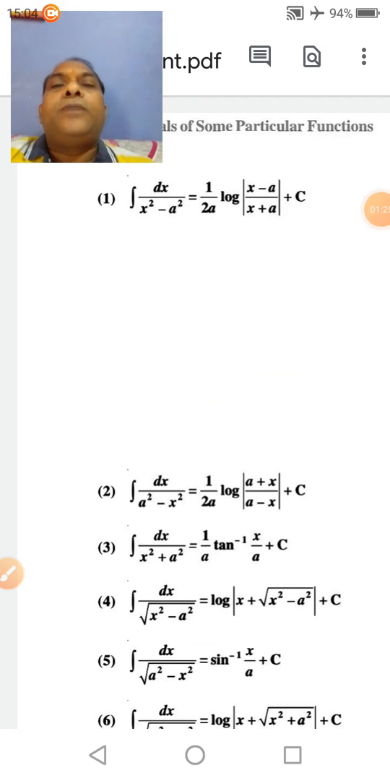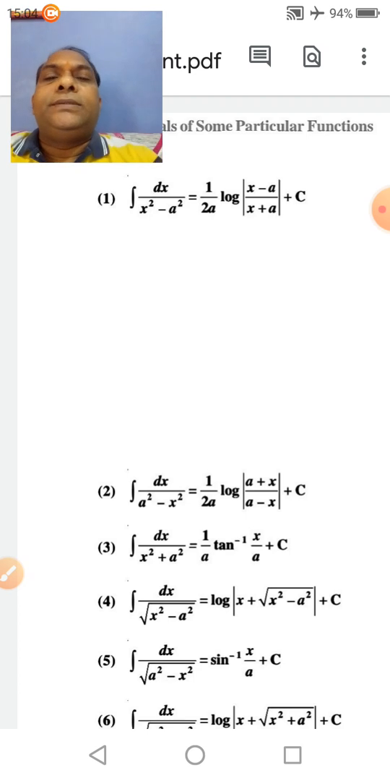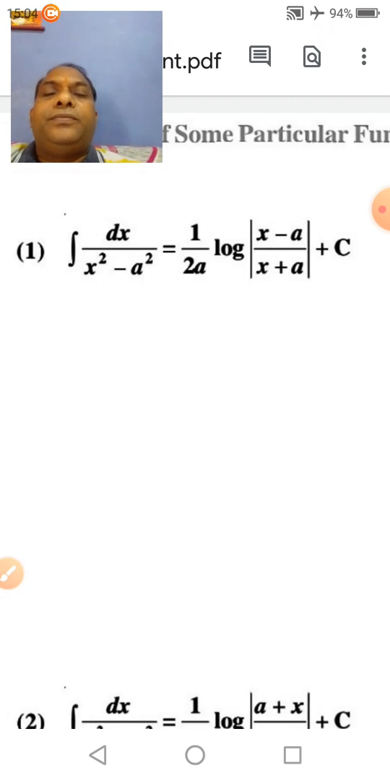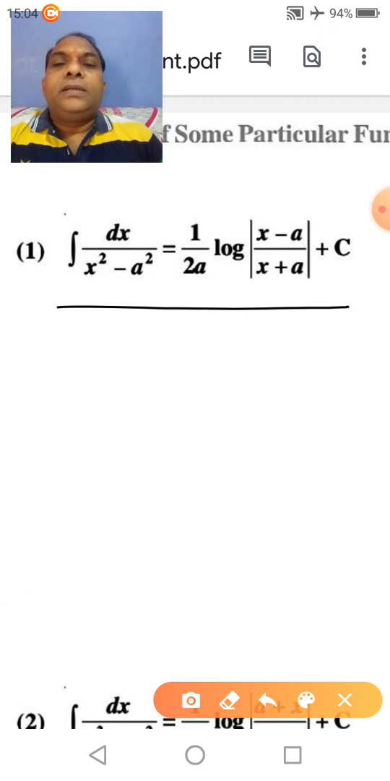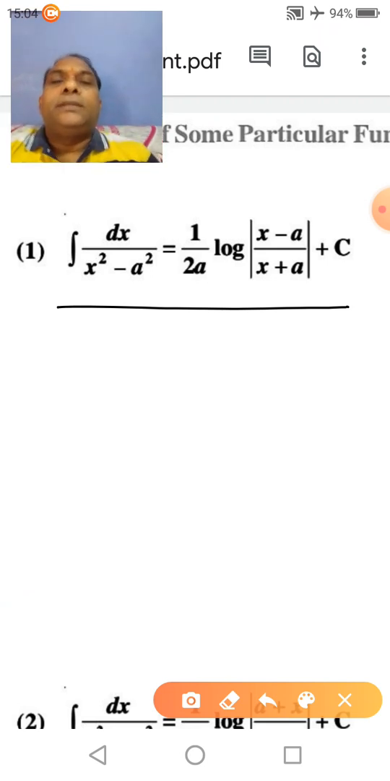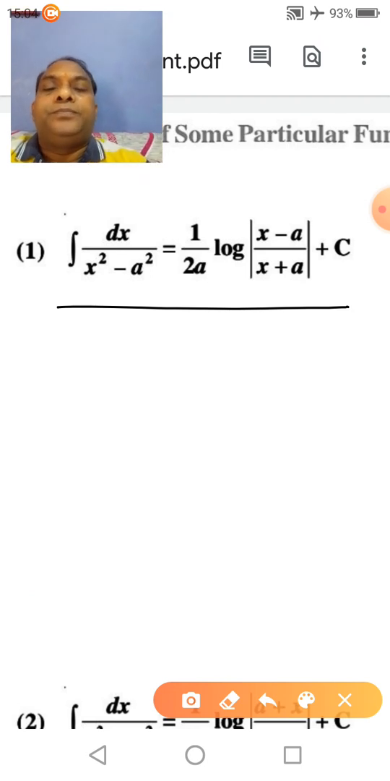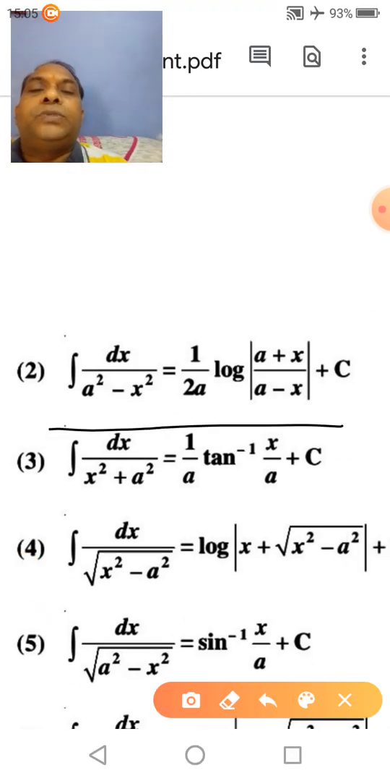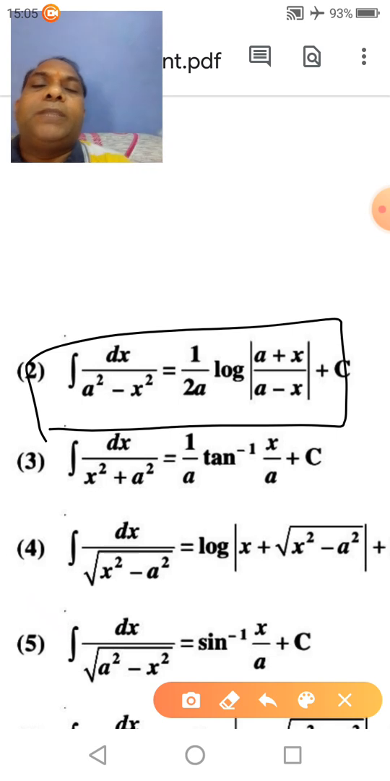So integrals of some particular functions, we have to learn these formulas. First formula is integration of dx upon x square minus a square is equal to 1 upon 2a log x minus a upon x plus a plus c. Second formula, integration of dx upon a square minus x square is equal to 1 upon 2a log a plus x upon a minus x plus c.